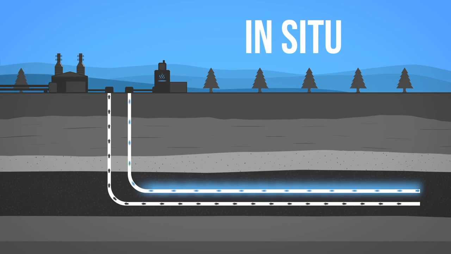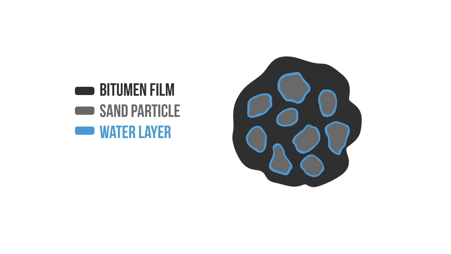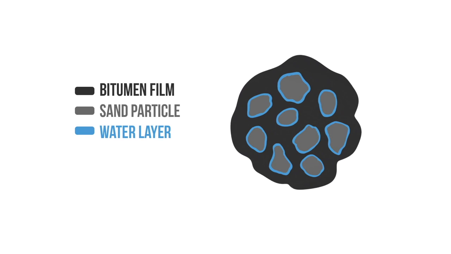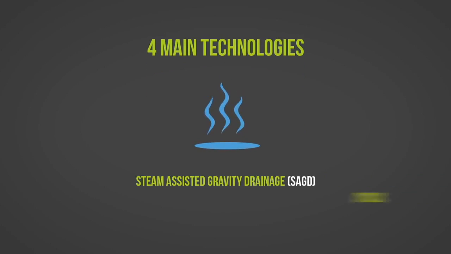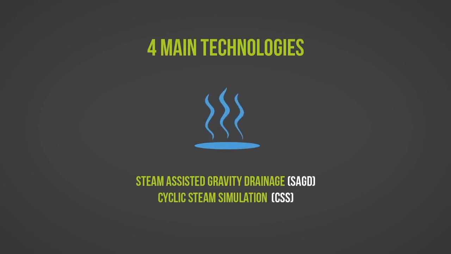In situ. In situ refers to the group of oil sands technologies used to recover bitumen that is too deep beneath the surface to be mined and too viscous to flow on its own. There are four main technologies used in situ production: steam-assisted gravity drainage, or SAGD, and cyclic steam stimulation, or CSS, use steam as a means of reducing viscosity and producing bitumen.